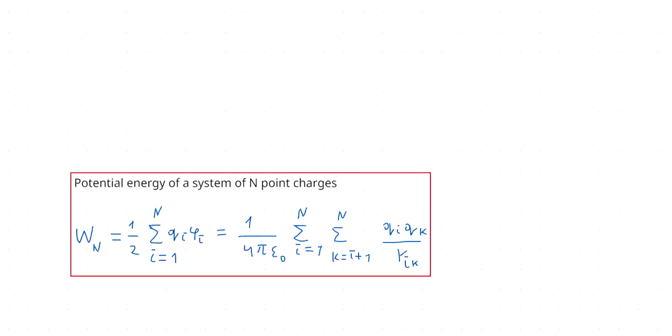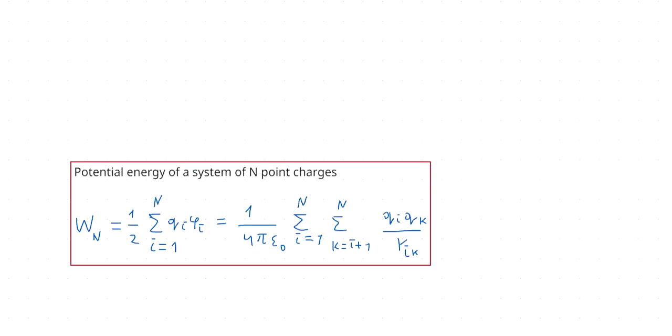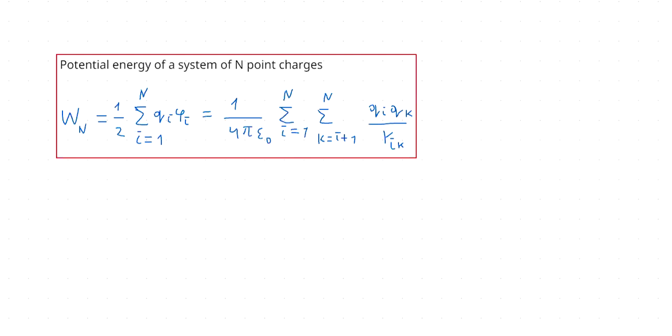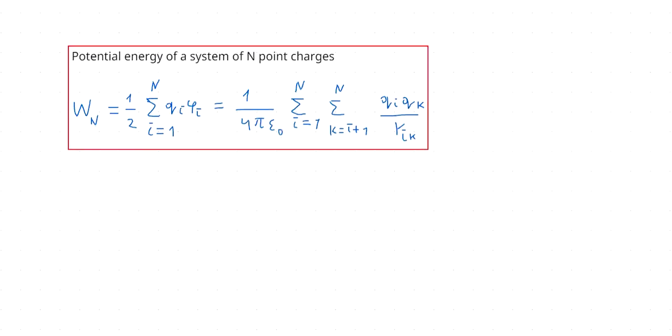Let's use this formula for point charges for the potential energy of a charged conductor. A charged conductor has the same potential in any part of its surface. So the surface of a conductor is an equipotential surface, and any point of this conductor has the same potential.